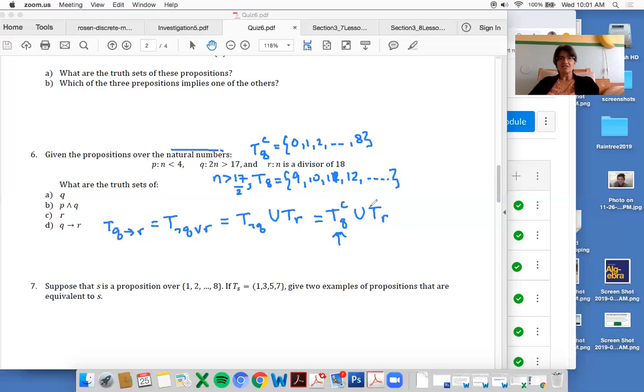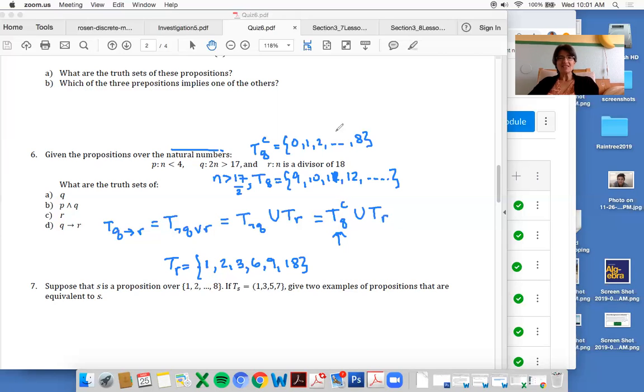Now the truth set for R. R is n is a divisor of 18. So anything that divides 18 that's a natural number: 1, 2, 3, 6, 9, and 18. Does 0 count? Anybody put 0 in there? Nope. Okay. Let's start at 1.